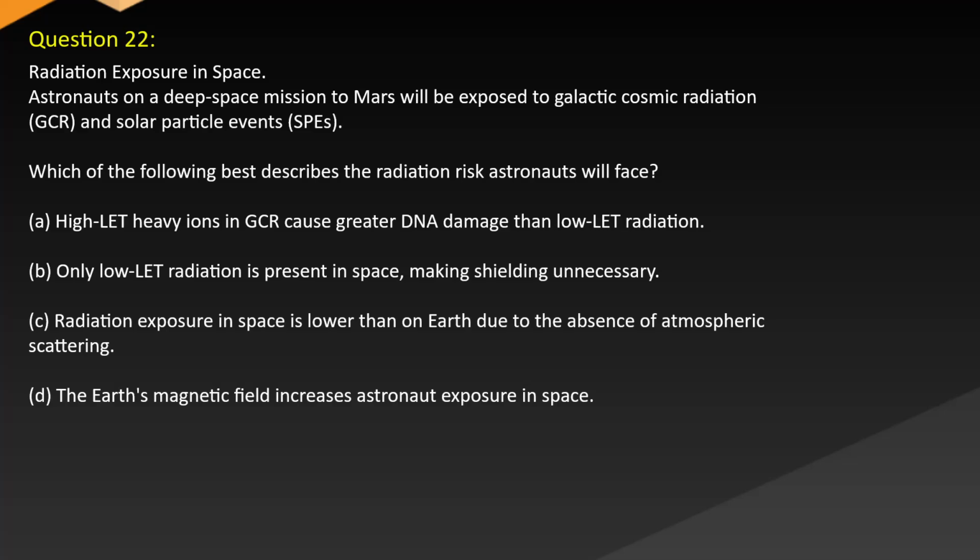Question 22. Radiation exposure in space. Astronauts on a deep space mission to Mars will be exposed to galactic cosmic radiation, GCR, and solar particle events, SPE. Which of the following best describes the radiation risk astronauts will face? A. High-LET heavy ions in GCR cause greater DNA damage than low-LET radiation. B. Only low-LET radiation is present in space, making shielding unnecessary. C. Radiation exposure in space is lower than on Earth due to the absence of atmospheric scattering. D. The Earth's magnetic field increases astronaut exposure in space.